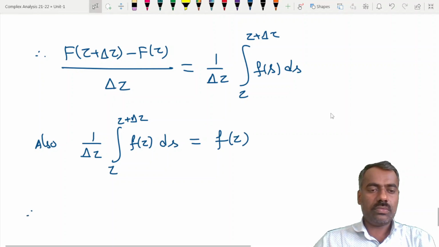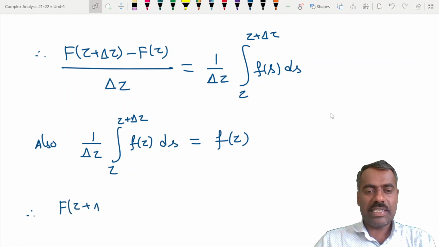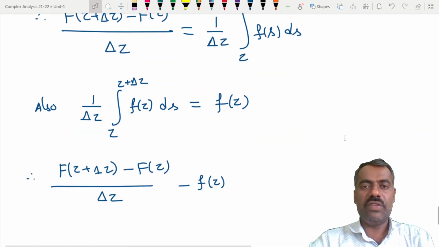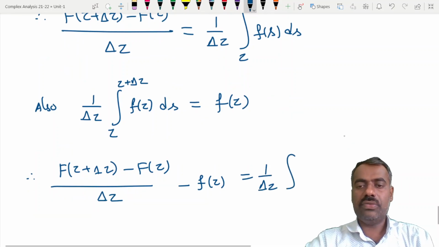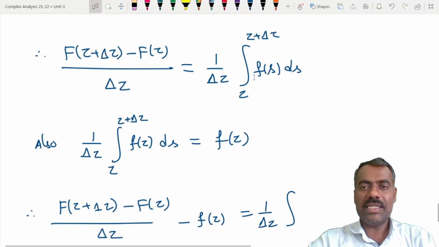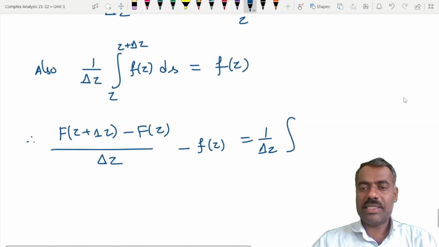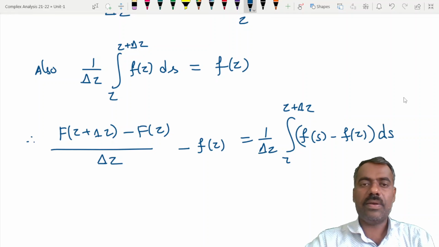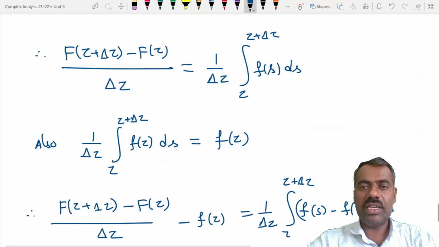So therefore, f of z plus delta z minus f of z upon delta z, minus f of z. If you take these two differences, what we have here is 1 by delta z times the integral from z to z plus delta z of f of s minus f of z ds. You can see that one integrand is f of s and the other one is f of z.